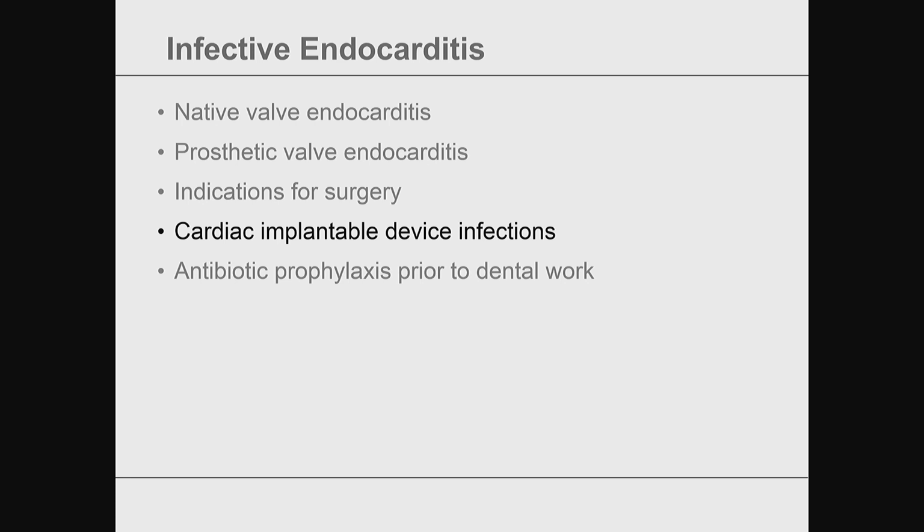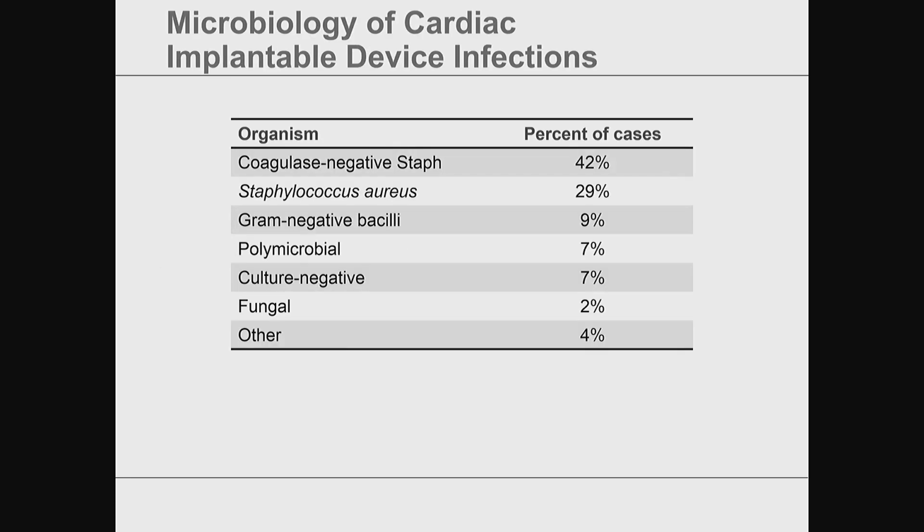Now I'd like to transition to talking about management of the cardiac implantable device infections. So let's start like we did for endocarditis and talk about what organisms are most likely to cause these. About 42% of cases are due to coagulase negative staph, followed by Staph aureus making up about 30%. Then gram-negative rods, polymicrobial, and culture negative make up 9%, 7%, and 7% respectively. It's rare to have fungal causes, which make up just about 2%.